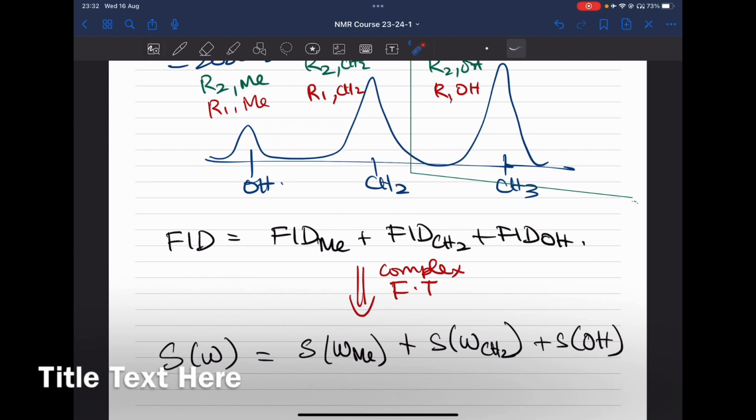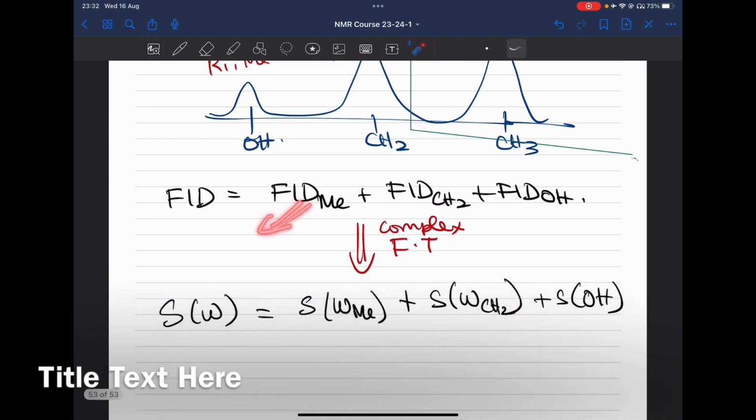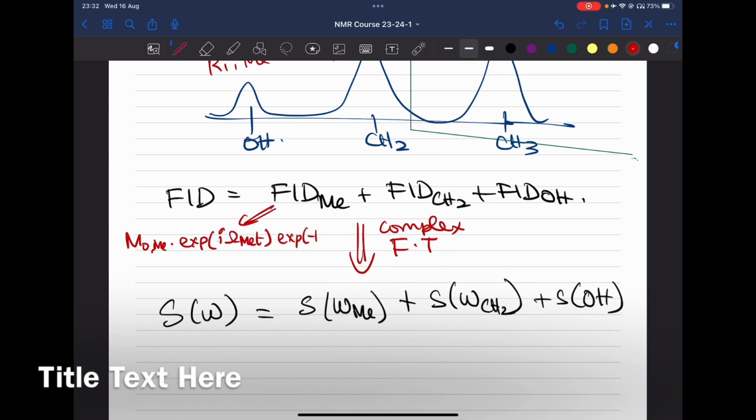Yeah, so each of these FIDs will have its own, let me write it for example, each will have its own M naught of methyl times exp. Let's assume it's a 90-degree pulse that's applied. i omega of methyl times t, exp minus R2 of methyl times t. Similarly, for the methylene, it's going to be the magnetization of methylene times e power i omega of methylene times t times exp minus R2 of methylene times t.